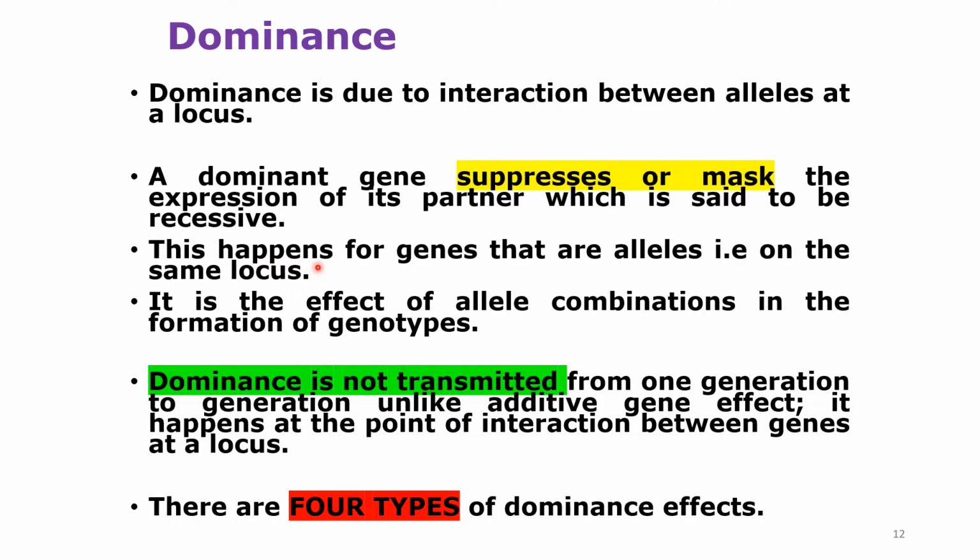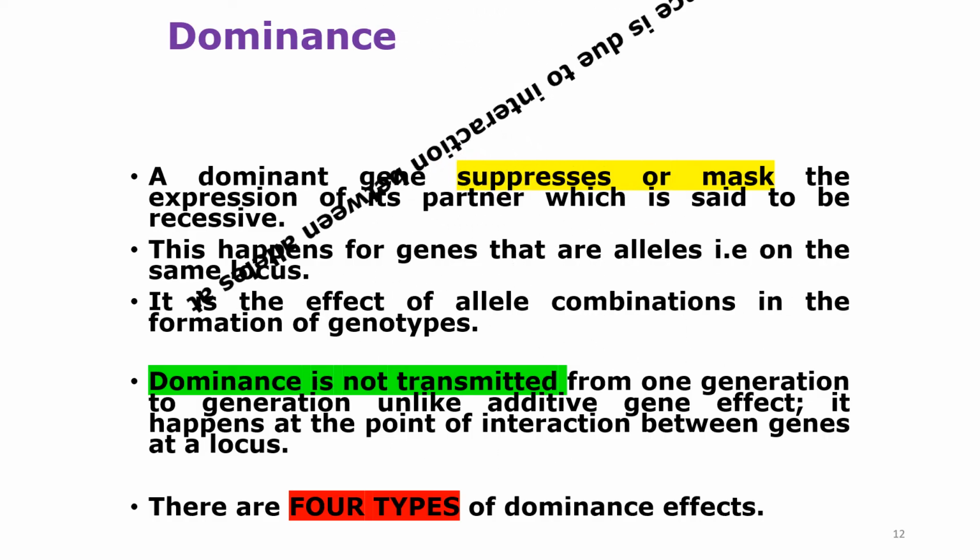So one important thing about dominance is that it is not transmitted from one generation to another, unlike the additive genetic effect. Dominance happens just at the point when the various alleles are interacting at a particular gene locus. And there are 4 types of dominance effect.